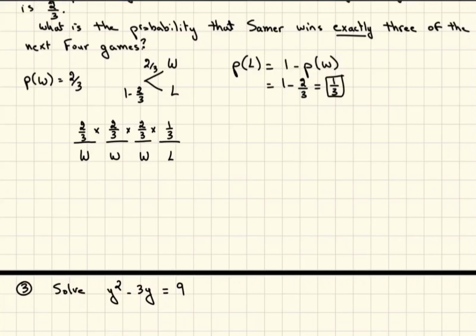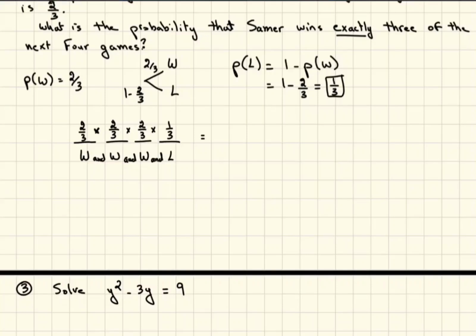If they say exactly winning 3, so out of the 4 matches or 4 games, he must win only 3 games. Now, why am I using multiplication, not addition? Because in probability, whenever I say he's winning the first and winning the second and winning the third and losing the fourth one, it means multiplication in probability. So whenever you say and, you must multiply.